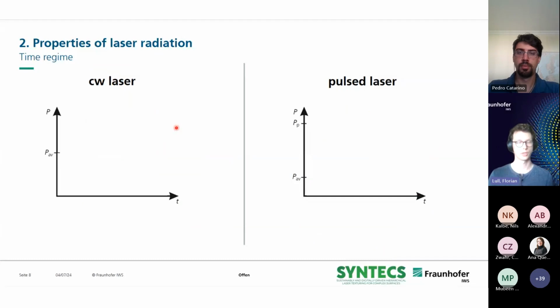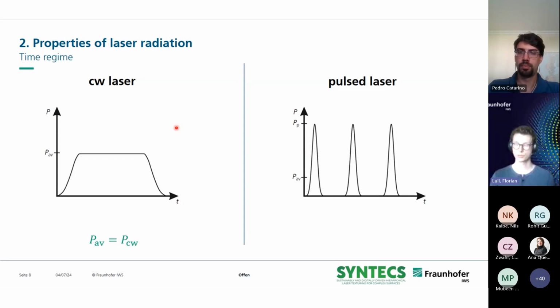Okay, so now we have to look at the time regime of lasers. And in the time regime, we can differentiate between two classes of lasers. We have the CW laser. CW stands for continuous wave laser, and we have the pulsed lasers. So continuous wave, as the name says, we turn on the laser, it emits continuously laser power, we turn the laser off, and the power stops. So in this case, the average power is similar to the continuous power.